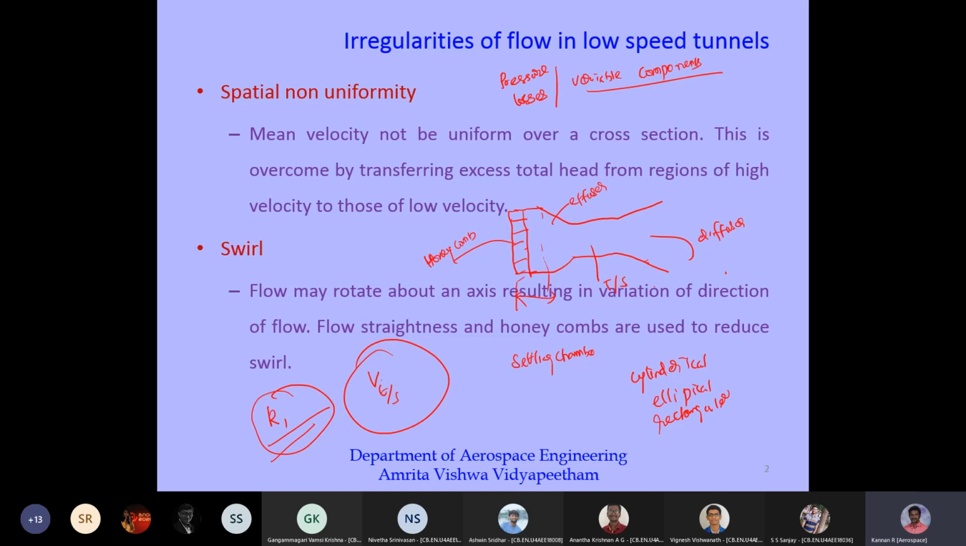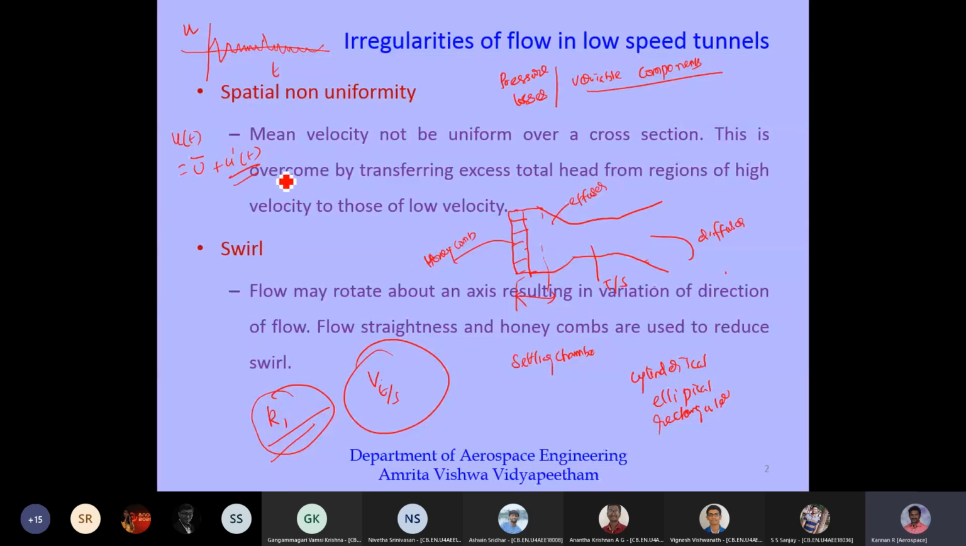Now if you look at low speed wind tunnels, I'm going to take a hot-wire anemometer. If I measure the instantaneous velocity, for example the u component, that is the x velocity with respect to time, it's not going to be a straight line. It's going to be an oscillation kind of thing. So we say u of t is the mean velocity plus u dash of t, the oscillating component.